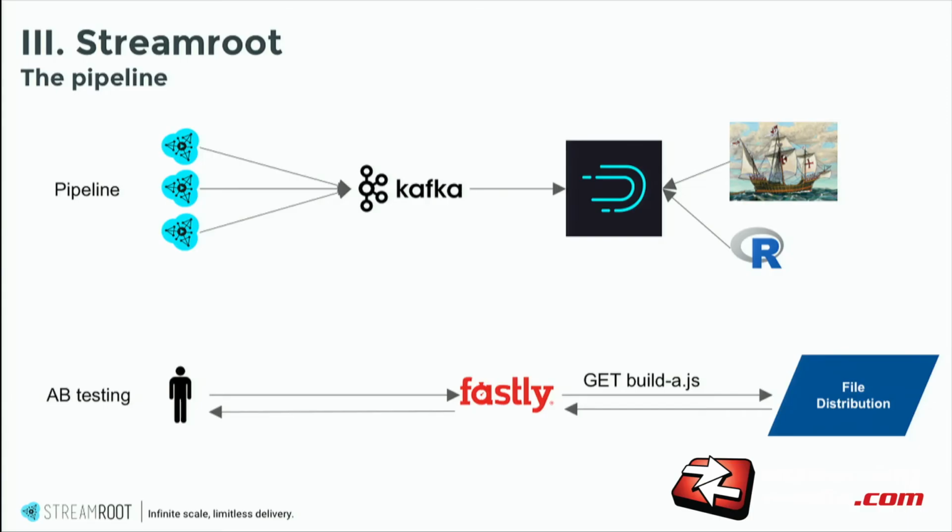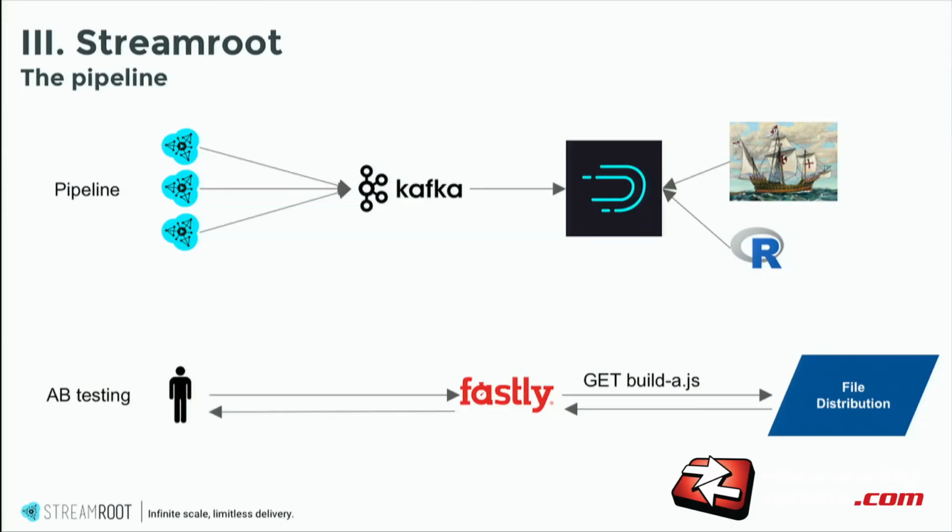So let's take a look quickly at our pipeline. Our JavaScript peer-to-peer library is integrated with the player on the client side. So that's how we actually get our data. Then we send it to Kafka. Kafka is a very scalable and highly performing message broker that can deal with millions of messages per second, which is a scale we need at Streamroot.